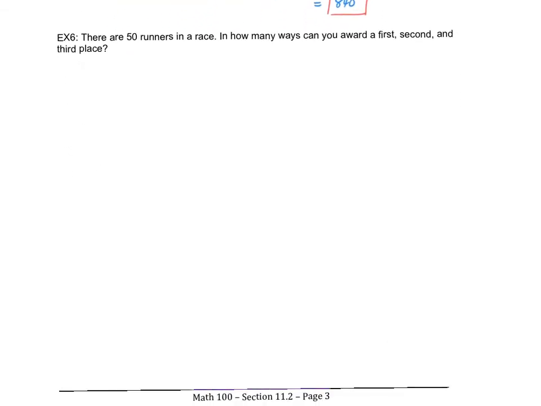And one more example. Let's say there's 50 runners in a race. So in how many ways can you award a first, second, and a third place? So we have the one group, the 50 runners. That would be my n. And I'm awarding a first, second, and third place. So since I'm giving out 3 awards, my r is 3. And now the number of ways is the permutation 50P3.